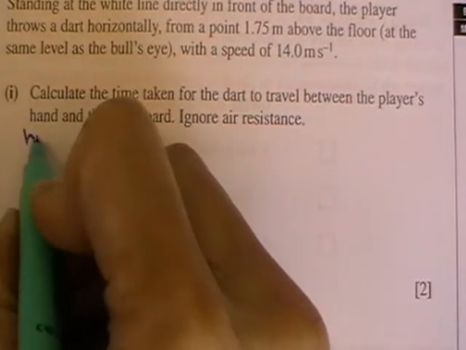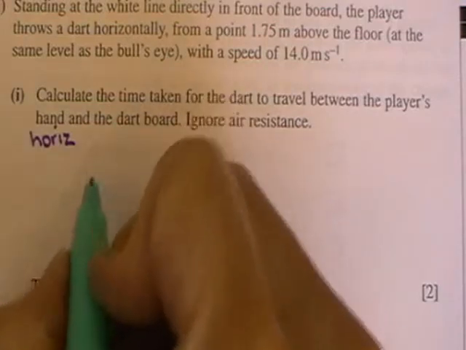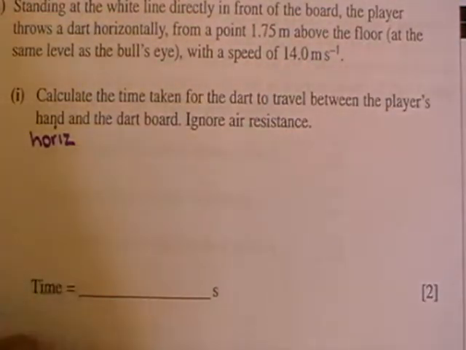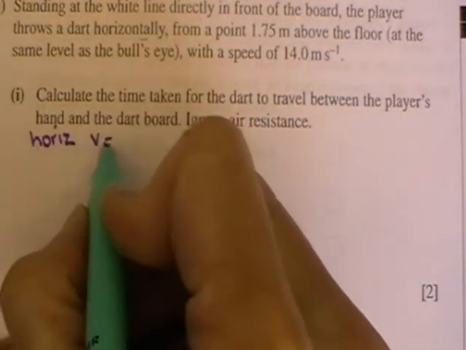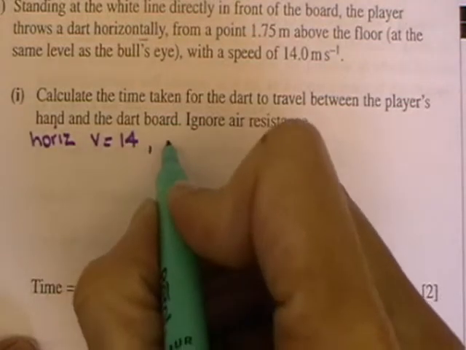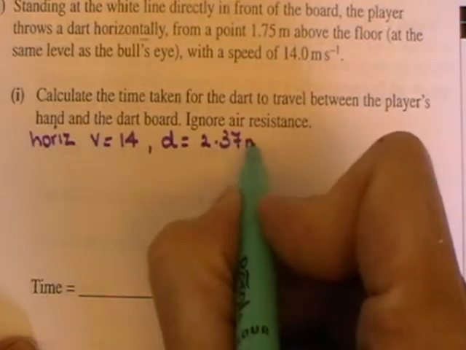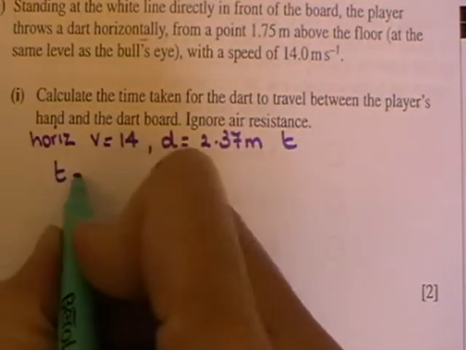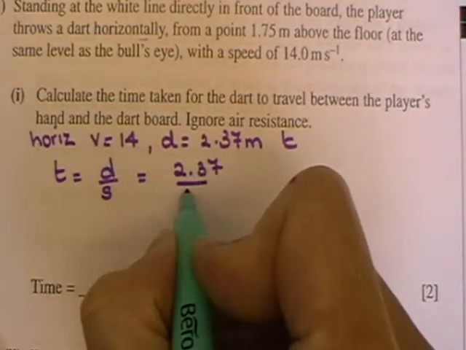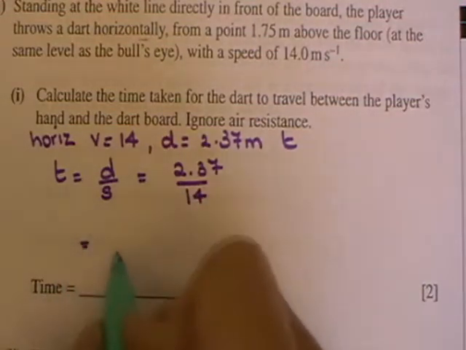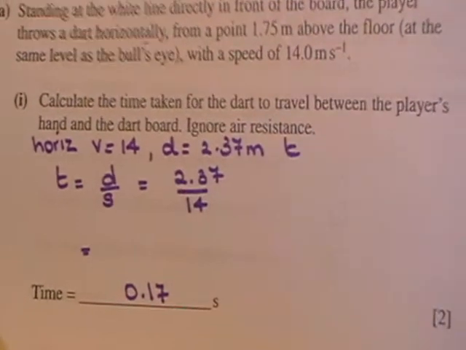using our horizontal components. All that we need to know are a speed, which we do know, which is 14, because he throws the dart horizontally, so he throws it with a speed of 14. We know the distance it travels, so the distance it travels is 2.37 metres. And we're looking for time. So time is distance over speed, and that's 2.37 divided by 14. And the time that you get is 0.17 seconds, rounded to two significant figures.